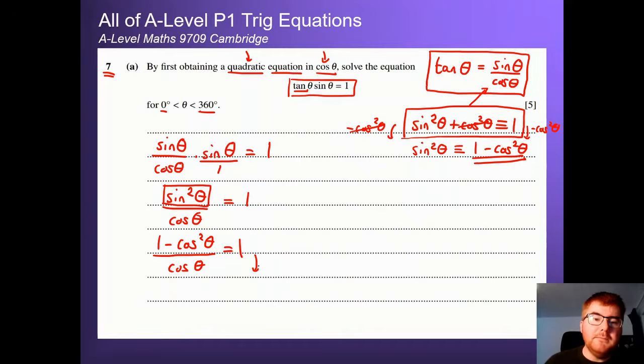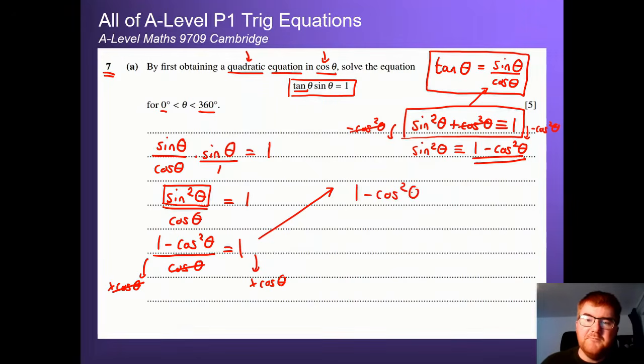Now I'm going to multiply by the fraction. Fractions are kind of annoying with equations. So I'm going to multiply by the denominator, cos theta, on both sides. This cancels. I'm going to continue this over here. So we have 1 minus cos squared theta. We're making progress, which is equal to 1 times cos theta, which is cos theta.